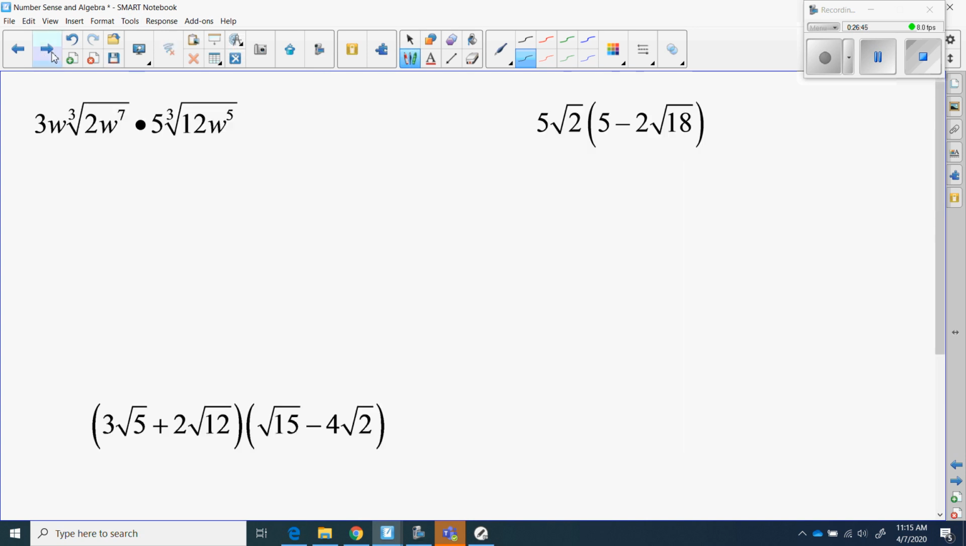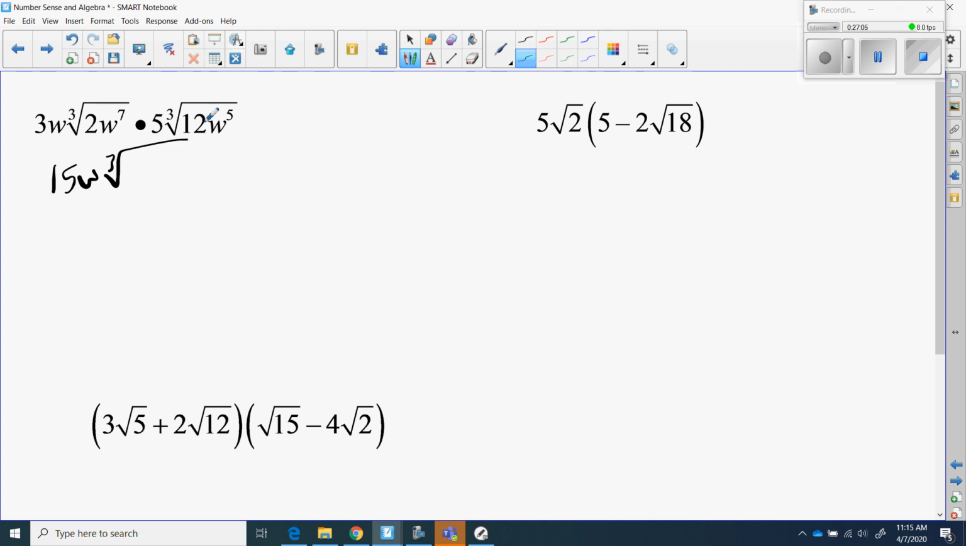All right, here's a few more. Well, let's look at what we got going on here. They're both cube roots, which is good. So that means I can multiply them. Let's start with the coefficients. This one's got 3w in front of it. This one has 5. So I just multiply those together, and I get 15w.